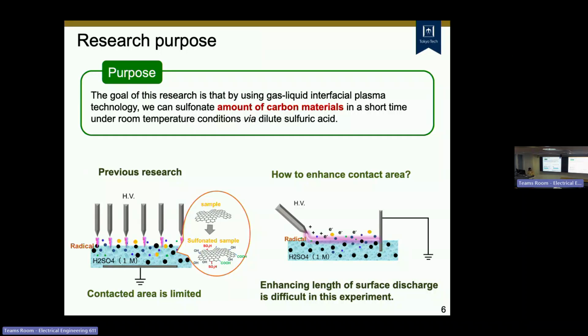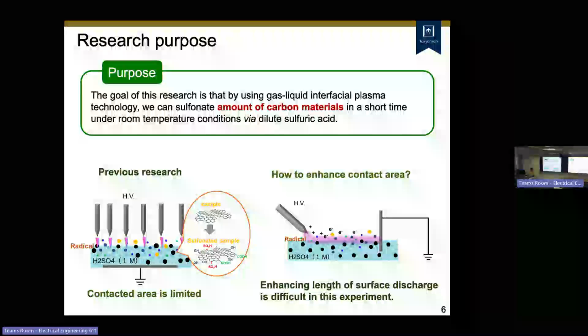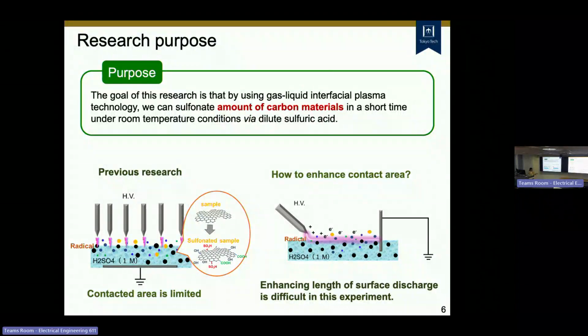And here's my research purpose. The goal of this research is, by using the gas-liquid interfacial plasma technique, to sulfonate a large amount of carbon material in a short time under room temperature, with dilute sulfuric acid. In our previous research, we used multi-needle to generate the plasma between the liquid and needle. So you can see the contact area is limited because the plasma is only generated between each needle and the liquid surface.